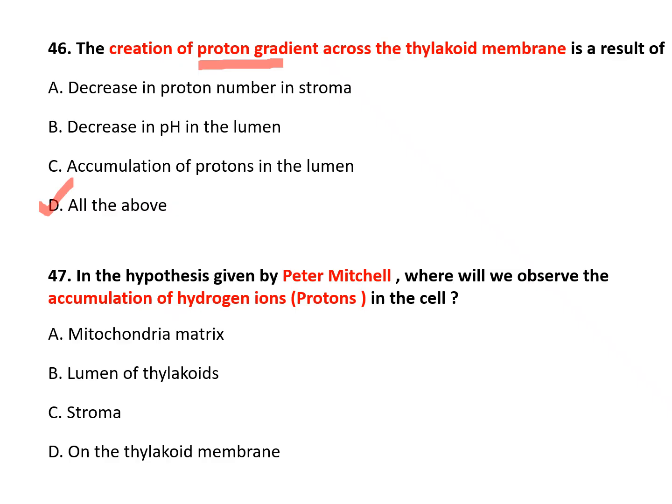The next question, number 47. In the hypothesis given by Peter Mitchell, where will we observe the accumulation of hydrogen ions in the cell? Option A, mitochondrial matrix; option B, lumen of thylakoid; option C, stroma; option D, on the thylakoid membrane. The correct answer is option B, lumen of thylakoid.